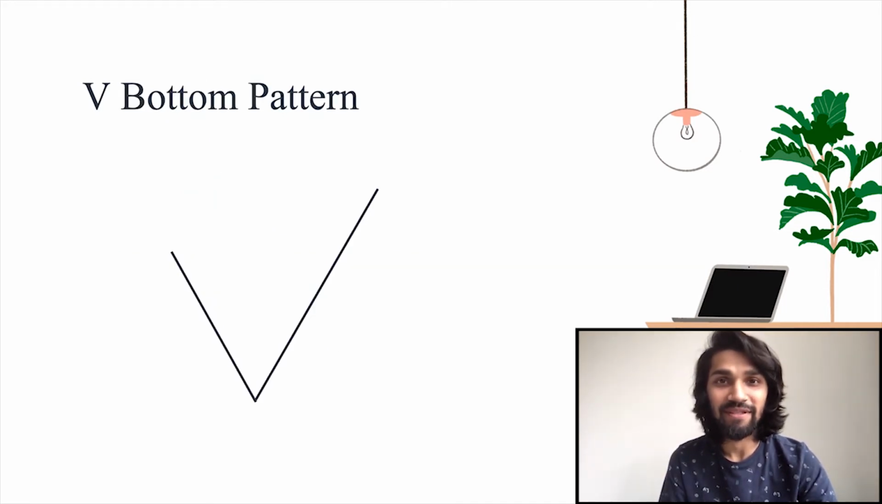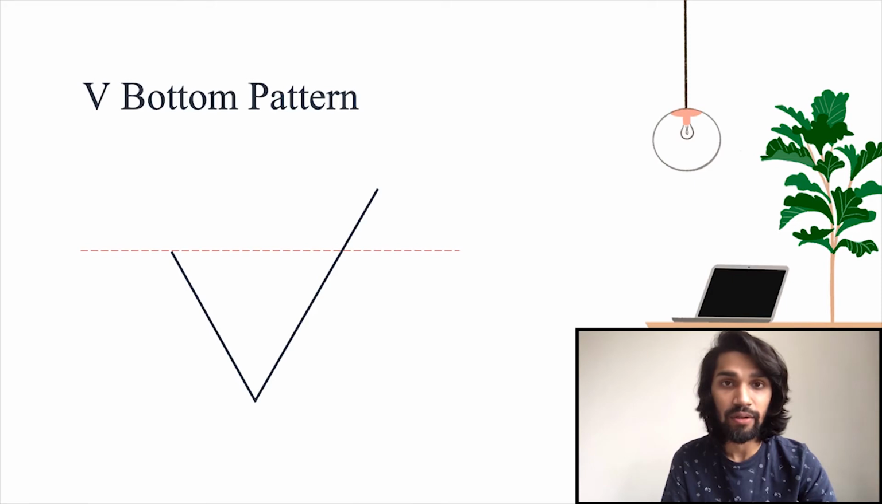We have an opposite of the V-top pattern, that is the V bottom pattern. In the V bottom pattern, the price sharply moves in the downward direction and then moves up sharply in the upward direction. Once it crosses the neckline, you can enter the trade or you can buy the trade. You can expect the price to move as many points as the lowest point of the V bottom pattern and the neckline. Your stop loss can be 4 to 5%.